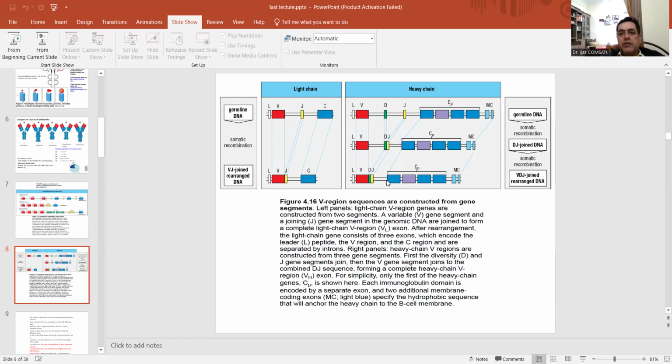So in the final VDJ rearranged DNA, as a result of somatic recombination, the variable, diversity and joining sequences would be combined. And the constant region sequences and MC sequences are also combined. There is intronic DNA, which has to be removed once the peptide has to be synthesized. When mature mRNA is formed, these sequences are removed and a transcript is made, and that is translated into a peptide.